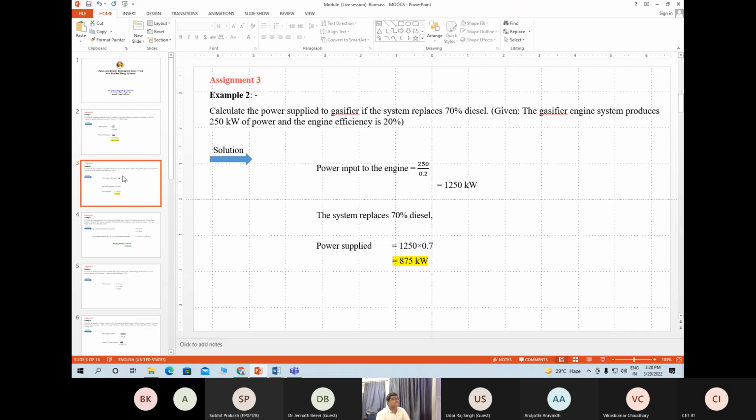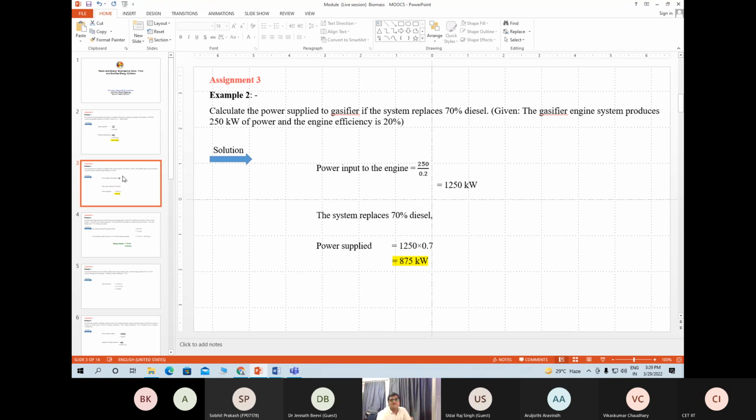Now I'm asking again, what is the power supplied to the gasifier now? If the system replaces 70% of the diesel, it means if there is an engine, then instead of using 70% of the diesel in that particular engine, I am replacing it. Suppose the engine requirement is 100% diesel. In that case, I am replacing 70% of the material with the gas which is produced from the gasifier. That way I am trying to save 70% of the diesel requirement of that engine. So practically 70% gas and 30% diesel is being used to run this particular engine.